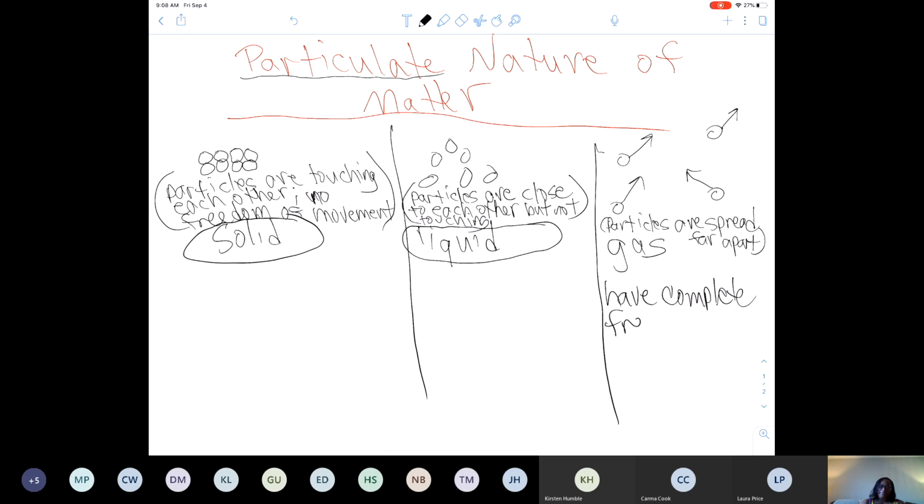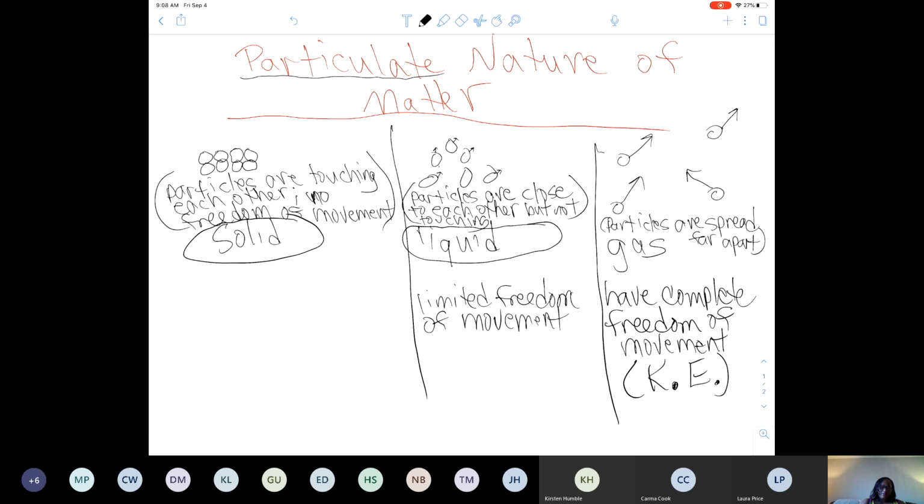And because they have complete freedom of movement, they have kinetic energy, which I will abbreviate KE. And so with the liquids, I'll only put like a little tiny arrow, because they have very limited freedom of movement. So we'll say they have negligible, not very much, not very significant amounts of kinetic energy.